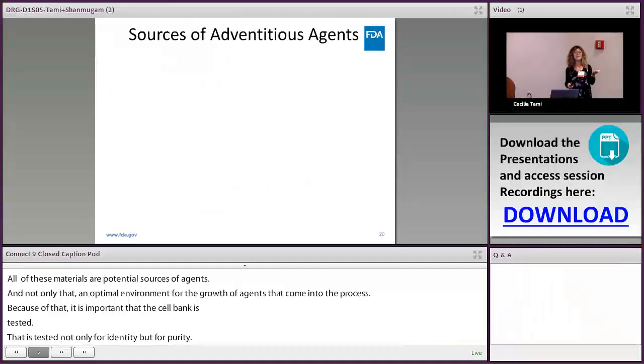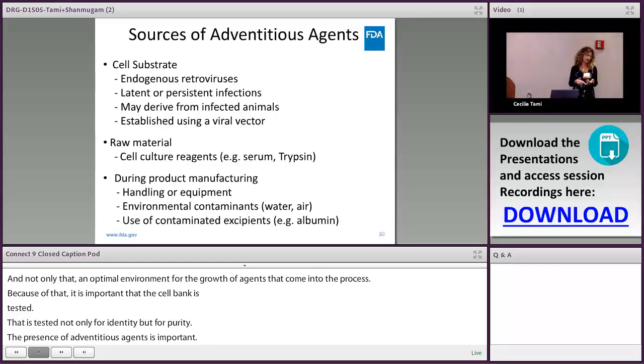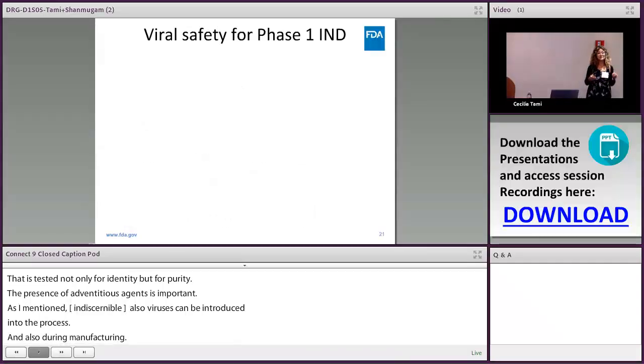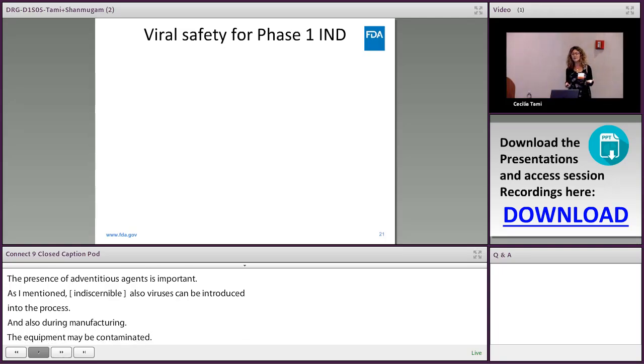So as I mentioned, the cell substrate could have the potential to harbor viruses, but also viruses can be introduced into the manufacturing process through raw materials of animal origin or biological origin, and also during manufacturing, because the water is contaminated, the equipment might be contaminated, the excipients. So again, because the potential presence of adventitious agents in the process or in your product is a safety concern, for a phase 1 IND, you need to support the viral safety of your product. And this has different layers.